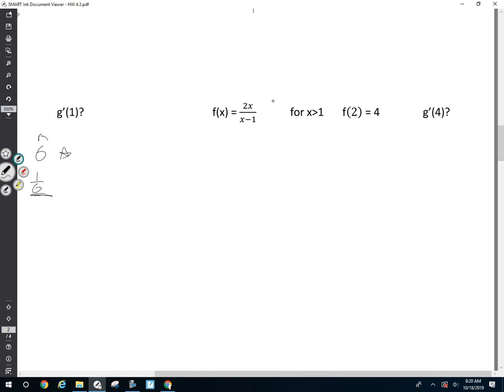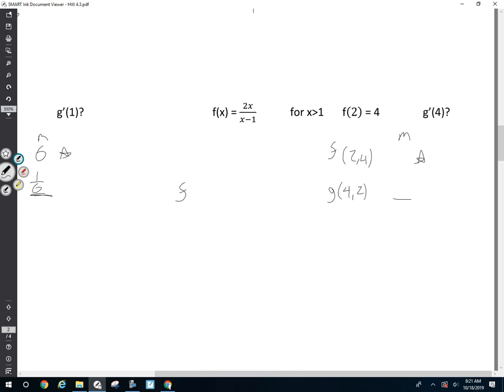Okay, I got the point (2, 4). I plugged in 2, 4 over 2 minus 1. Okay, 4. g prime of 4 is what I'm trying to find. I'm giving you the information again. f's got (2, 4). We'll try to find its slope. Once we find its slope, we'll know the slope at g's point (4, 2). It'll be the reciprocal of this slope.